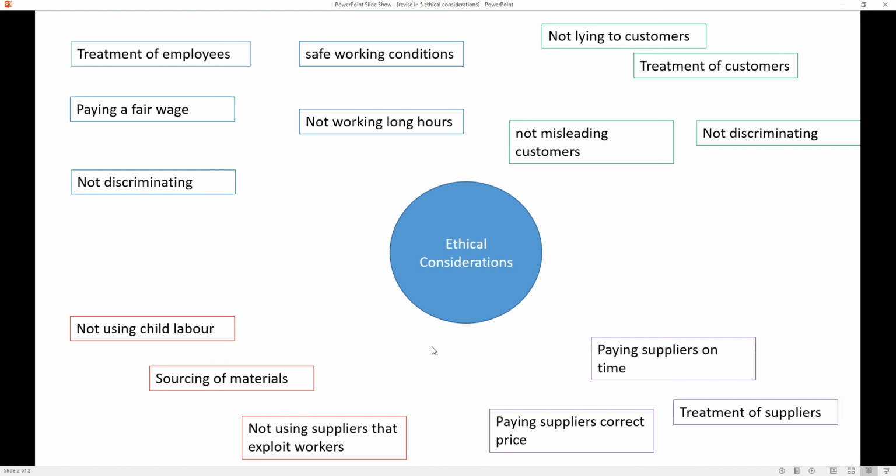So when a business wants to be ethical, or they should all be ethical, I should say, they need to consider not only just one, but quite a few of these considerations when engaging in their business practices, because all these considerations will impact a business in a particular way, which we'll talk about in the next video.